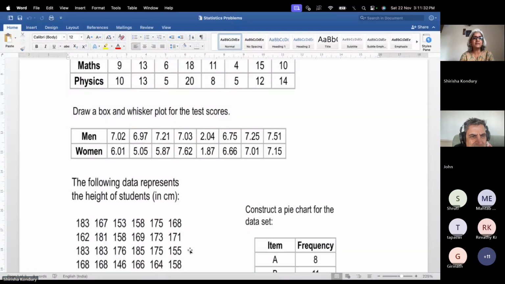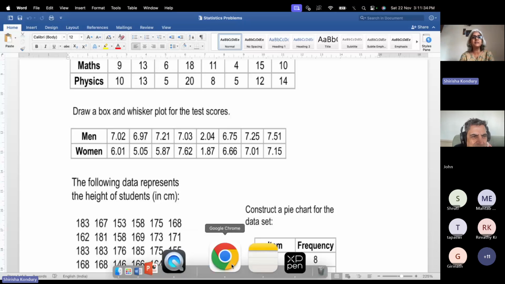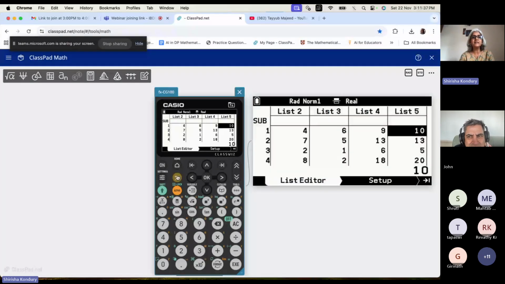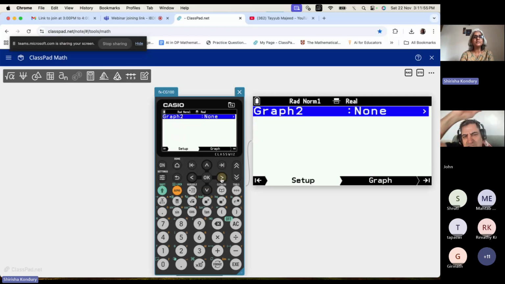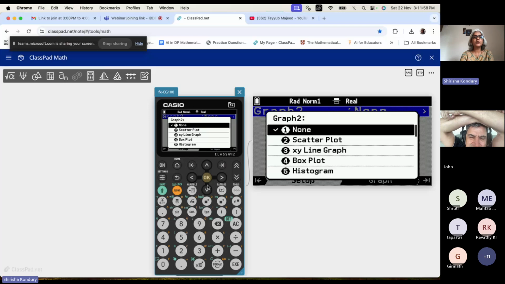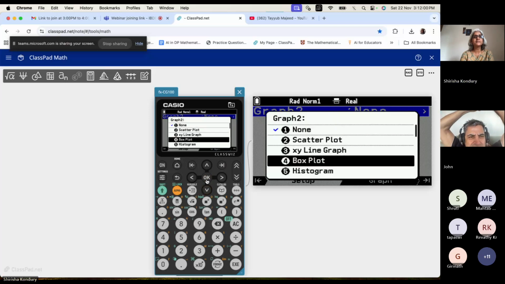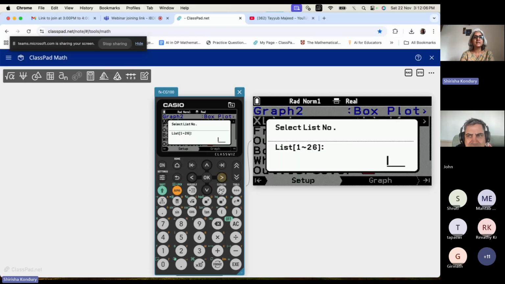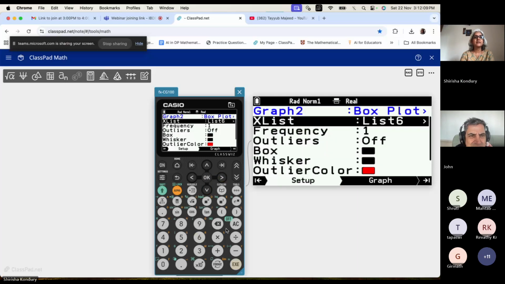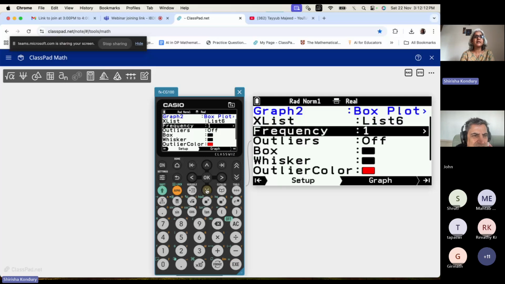So first of all, like all other things, I have to enter this information. So let's see, where have I entered this? My list 6 and 7 has information of data of men and women. And I want to find out, I want to draw a scatter graph. So I'm going to use graph 2 for doing a box plot. And it was in list 6. This was list 6. And frequency correct and everything else is fine.